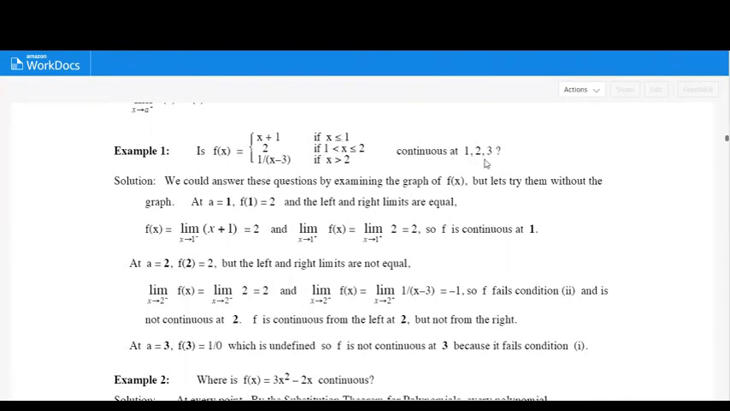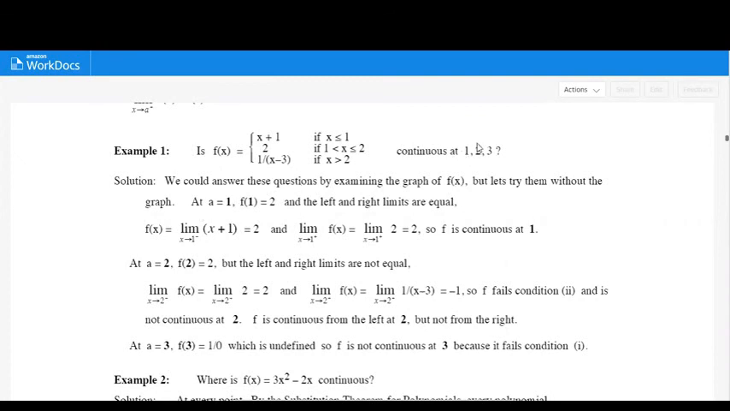Kumbaga, kailangan muna natin tignan yung nandito and then we can identify kung ano yung gagamitin natin sa first line ba, second line, or third line na equation. So here we have three conditions or three values of x or a. So first is 1. So we could answer these questions by examining the graph of the function, but let's try them without the graph. So at a equals to 1, ito.